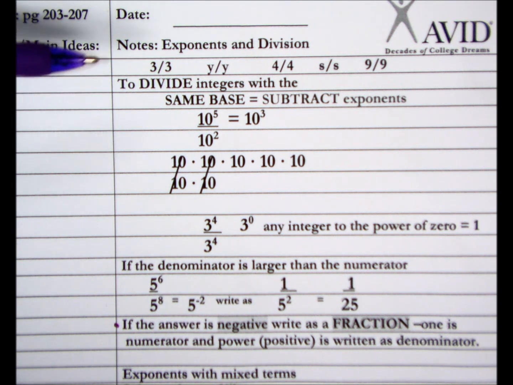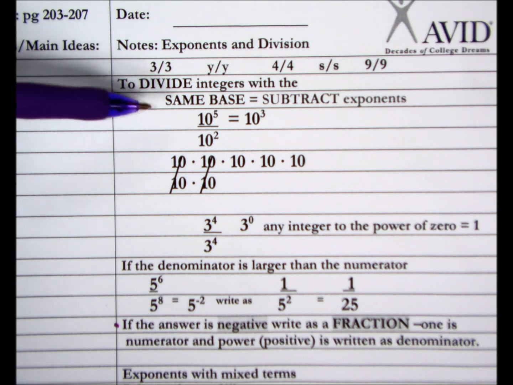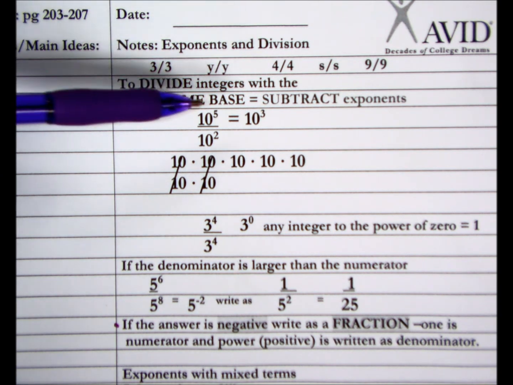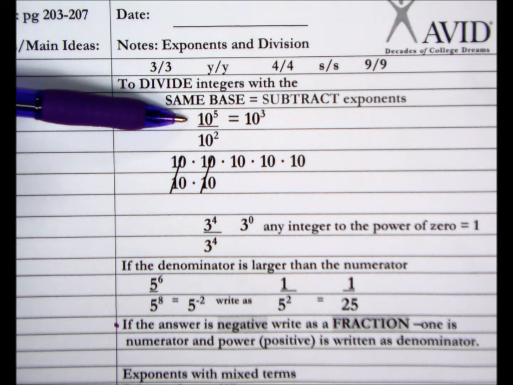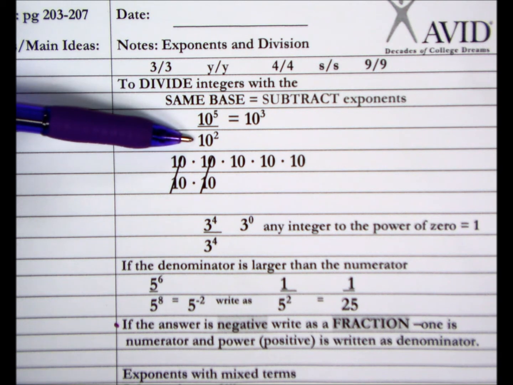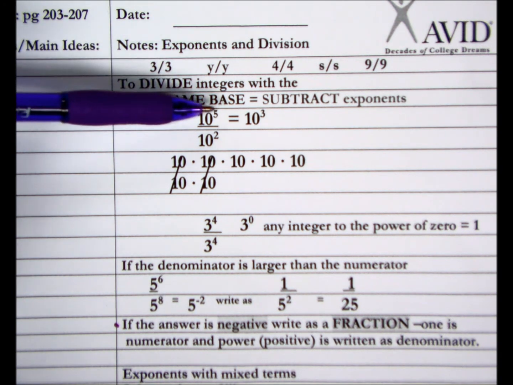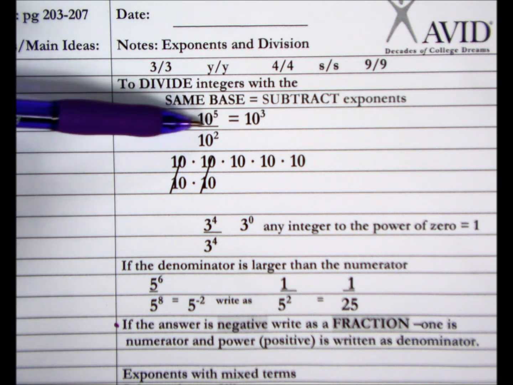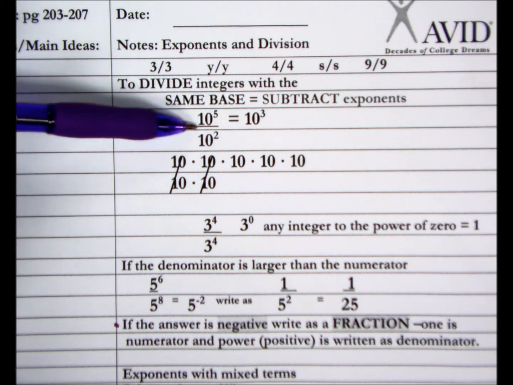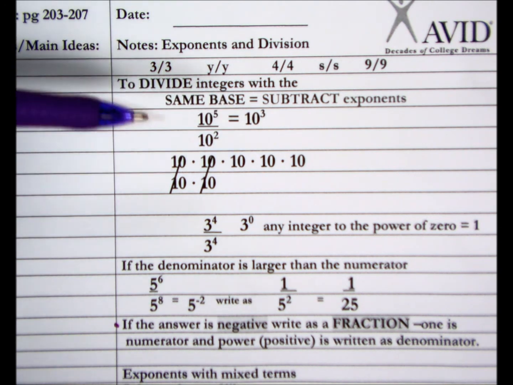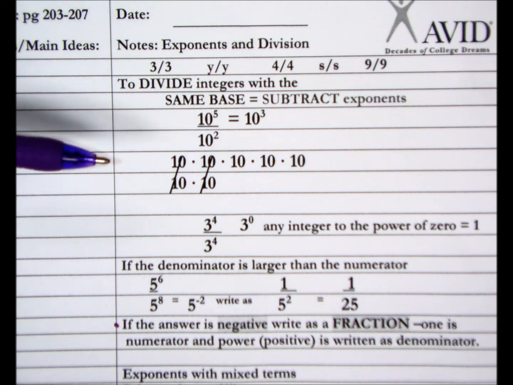So here's a rule. To divide integers with the same base, you subtract the exponents. So this is 10 to the 5th power divided by 10 squared. That equaled 10 to the 3rd power because we subtracted the exponents. 5 minus 2 is 3. And you can look at it that way. 5 minus 2 is 3. But I want to show you a visual of why that is.